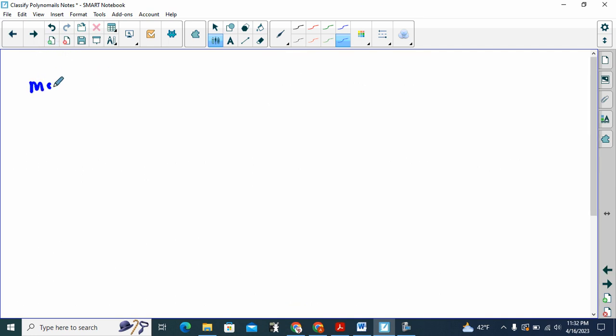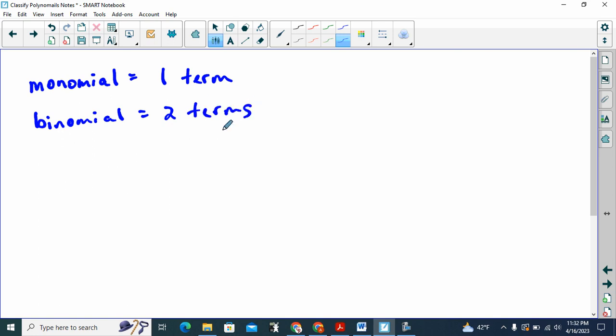We said a monomial is one term. A polynomial with one term is called a monomial. If we have two terms, it can be classified as a binomial. And we also have something called a trinomial, which is if our polynomial has three terms. And the terms are the things in between the plus or the minus signs.